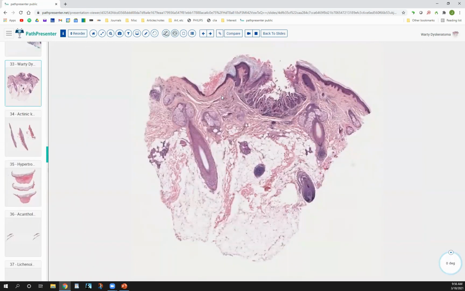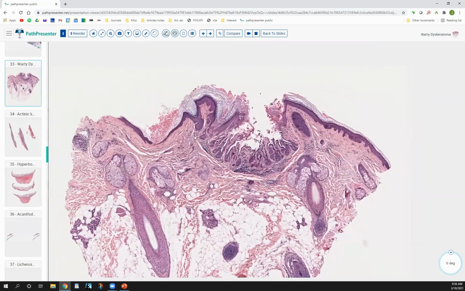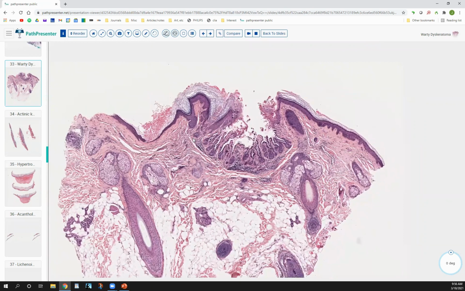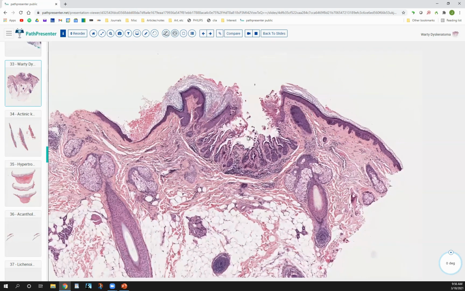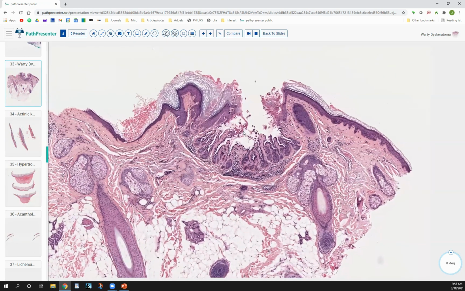Warty dyskeratomas are fairly common. We'll see a couple a month. And two things: you have the acantholytic dyskeratosis. Again, that's why it's so important to recognize these patterns. And you have this endophytic growth as well. So those two things in the clinical context of a solitary lesion, and then you have your diagnosis of a warty dyskeratoma.